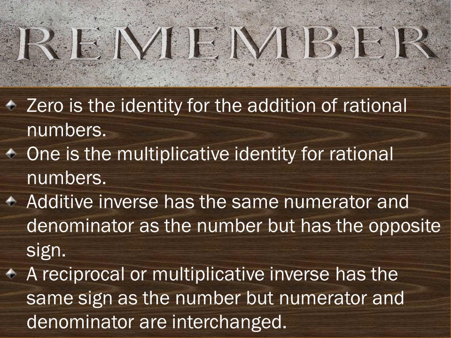Next one, a reciprocal or multiplicative inverse has the same sign as the number, but numerator and denominator are interchanged. For example, multiplicative inverse of minus 2 by 3 is minus 3 by 2. Then, multiplicative inverse of minus 6 by 7 is minus 7 by 6. Here, sign remains the same, only numerator and denominator are interchanged.